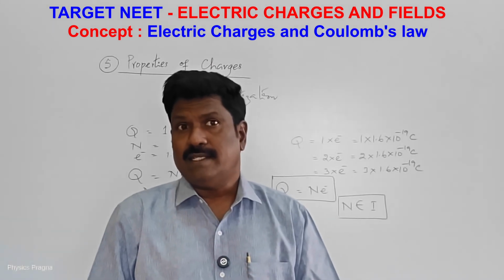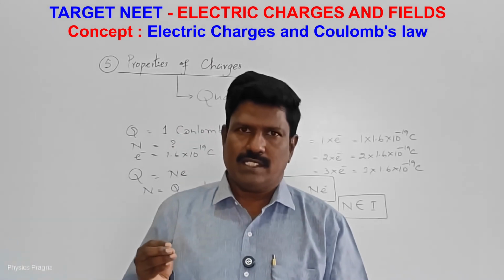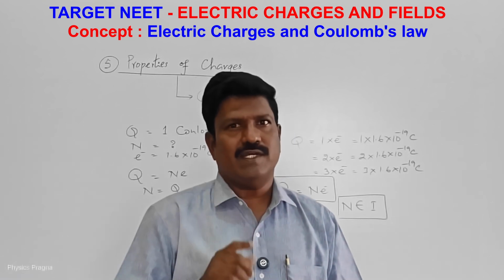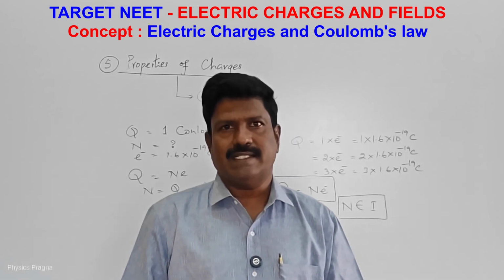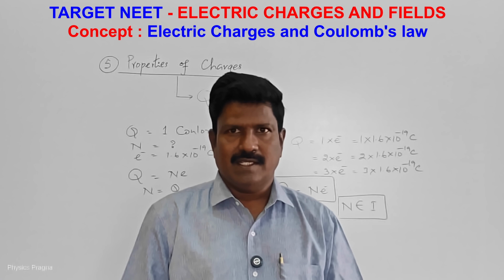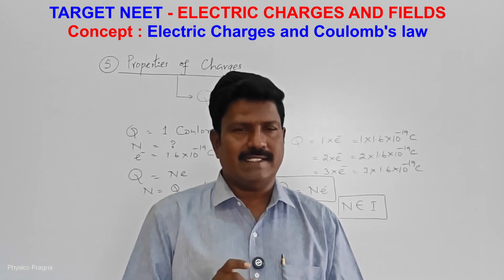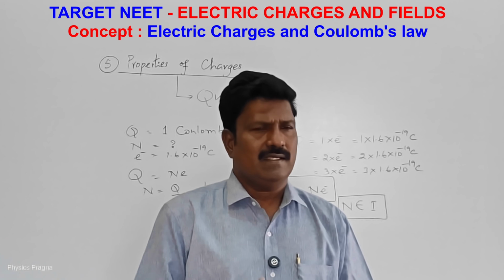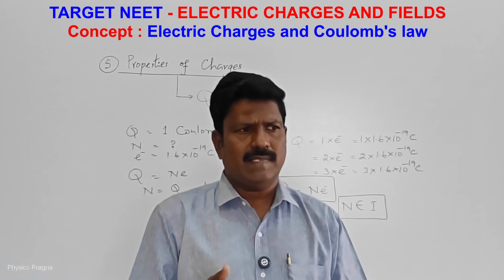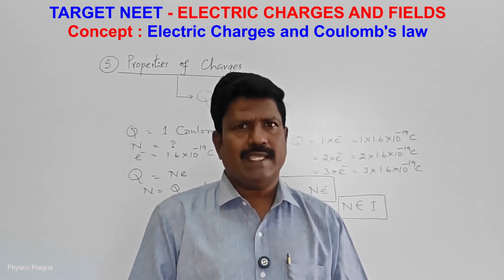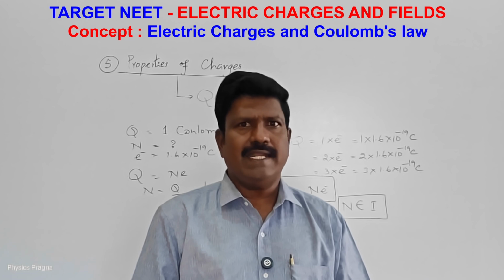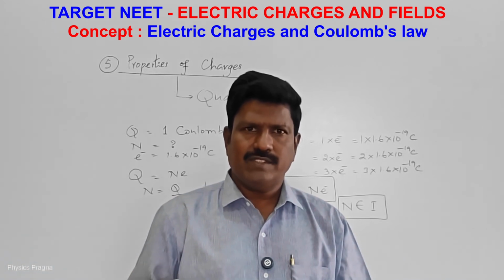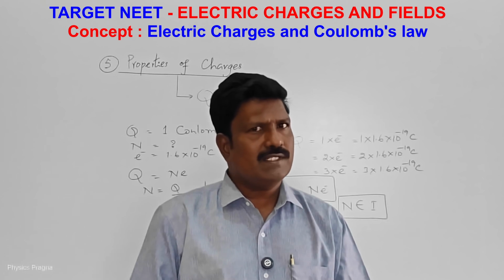Charge is invariant. If an electron is moving with tremendous velocity, the magnitude of its charge, 1.6 times 10 to the power of minus 19, never changes. So the quantity of charge never changes with velocity. Next, the third property: charge is a scalar quantity, so we can add. So charge is additive. If 10 charges are there, you take all the charge magnitudes and add them; that is the total charge of the system.